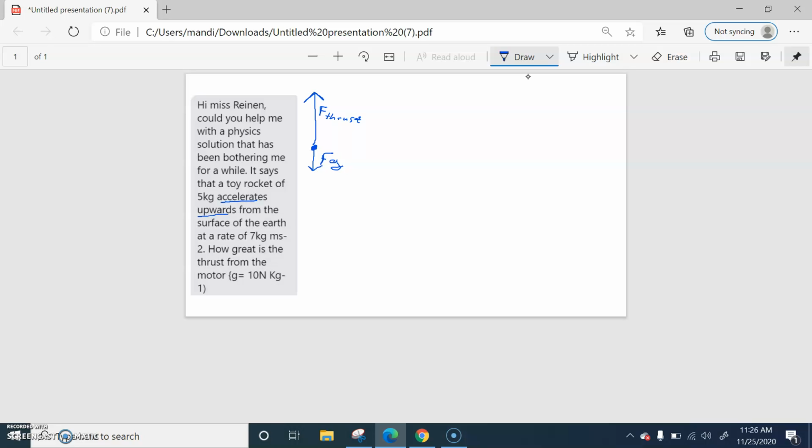So that upward force has to be winning because the sum of the forces equals mass times acceleration, with these little hats on the F and the A. That means the net force has to be in the same direction as the acceleration. So if the acceleration is up, that means our net force is up, which means up has to win. So I'm going to do up minus down because that's our net force equals ma. So F thrust minus Fg equals ma.